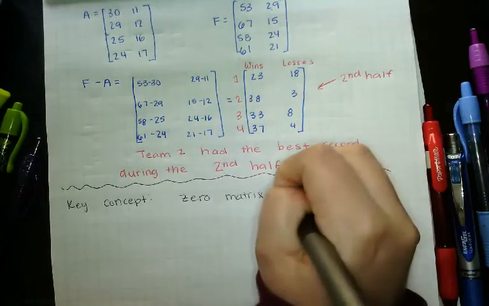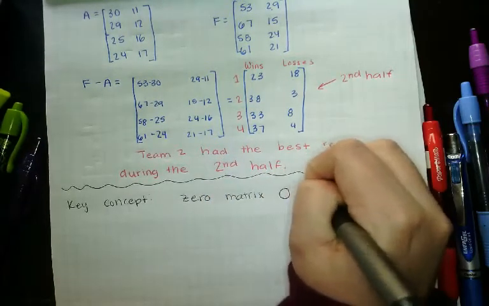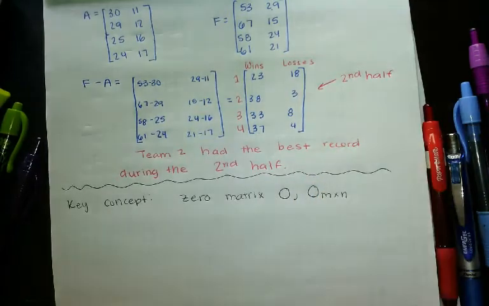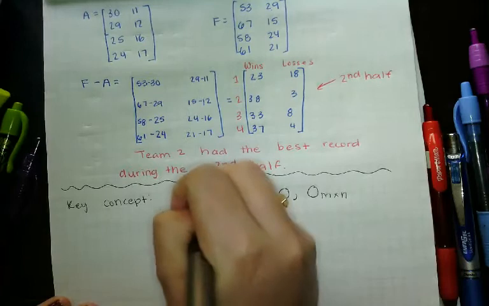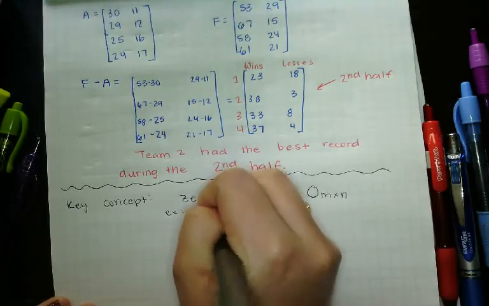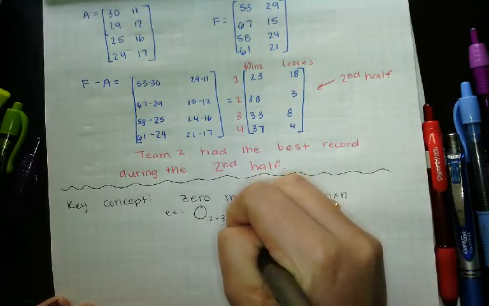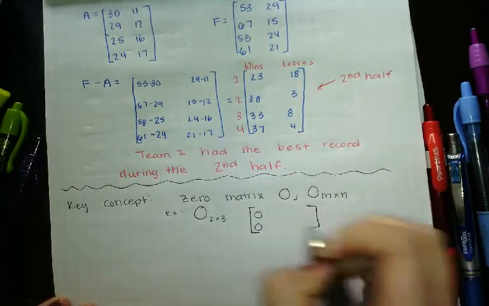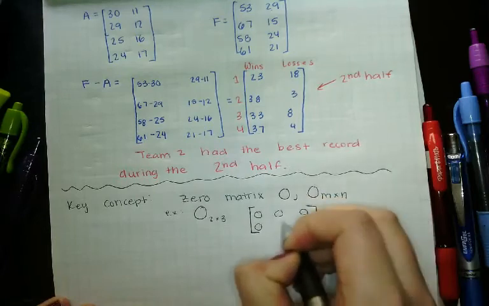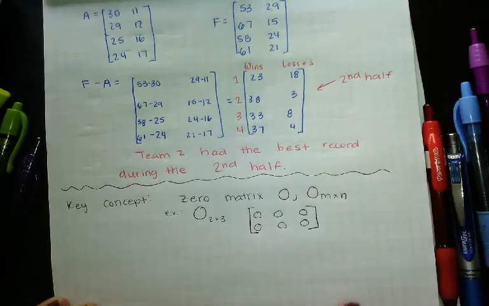Written like this or like this, where it's just a matrix where all elements are 0. So for example, a 0 matrix of a 2 by 3 means we have 2 rows, 1, 2, and 3 columns, 1, 2, 3. So all those are 0. So that's a 0 matrix.